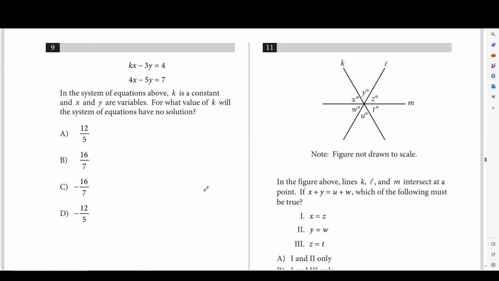So moving on to number 9, it says, in the system of equations above, k is a constant and x and y are variables.